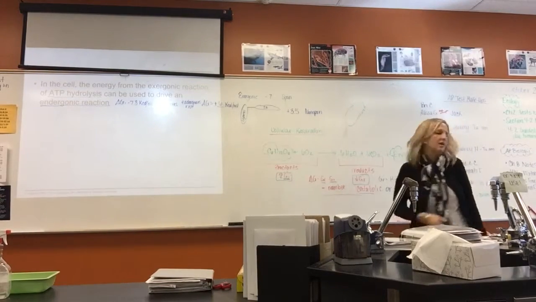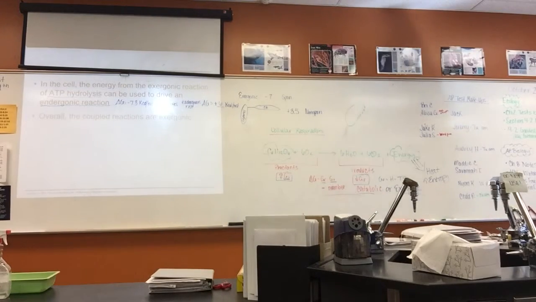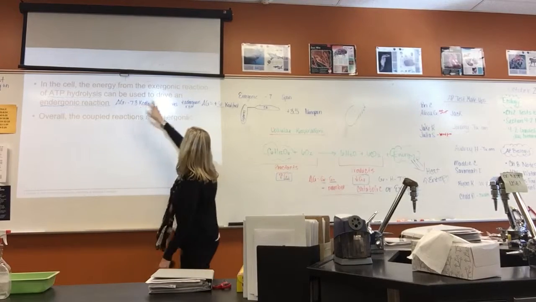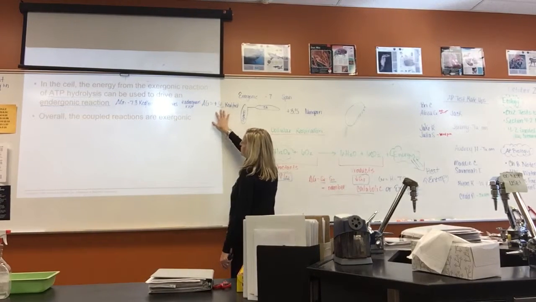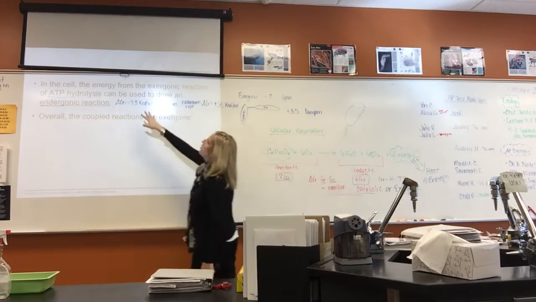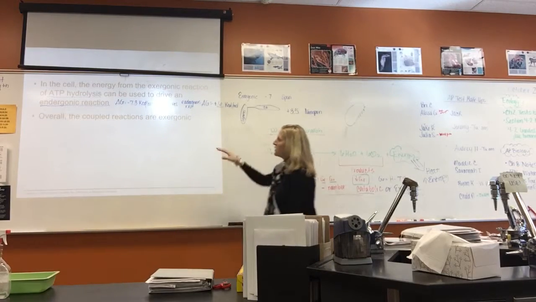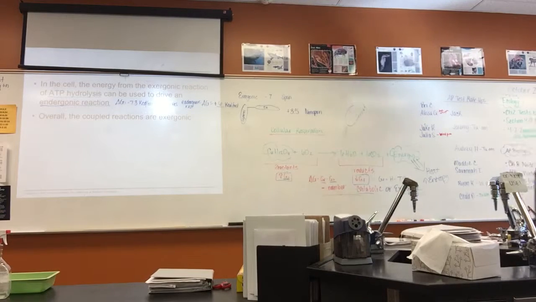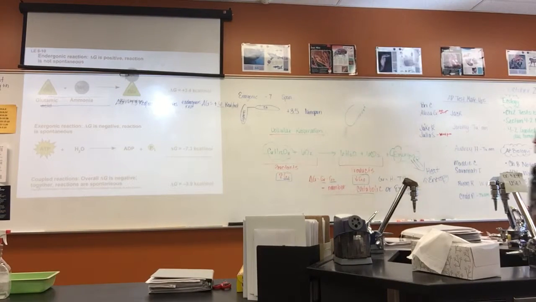Overall, the coupled reactions would be exergonic. In my example here, you break down ATP, it releases 7.3 kilocalories. 6 of that can be used to drive this, and then we have an extra 1.3. Therefore, when we couple them together and look at them together, it's collectively exergonic, which is what this picture is showing you here.